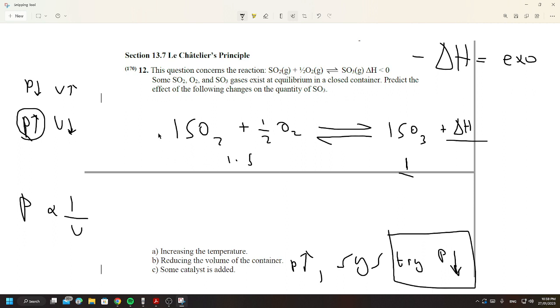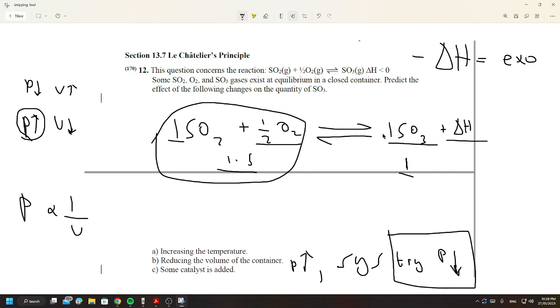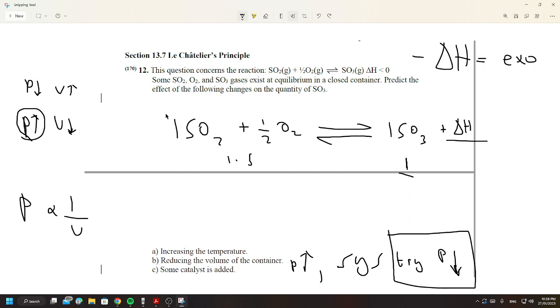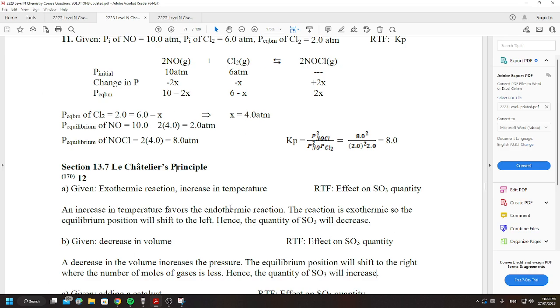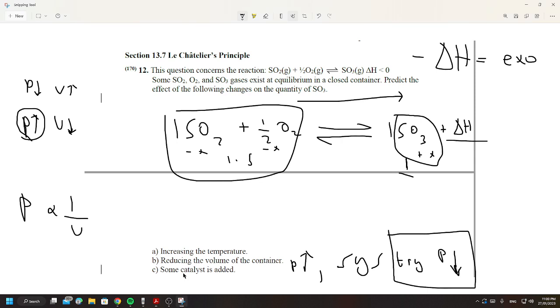So we want to consume more of these because they have a higher coefficient, so they have more molecules in the container compared to this, right? So if you want to reduce these, then the forward reaction is going to be favored, right? And when the forward reaction is favored, the quantity of these is reduced to form more of this. So therefore, more SO3 is formed, hence the quantity of SO3 will increase. Okay.